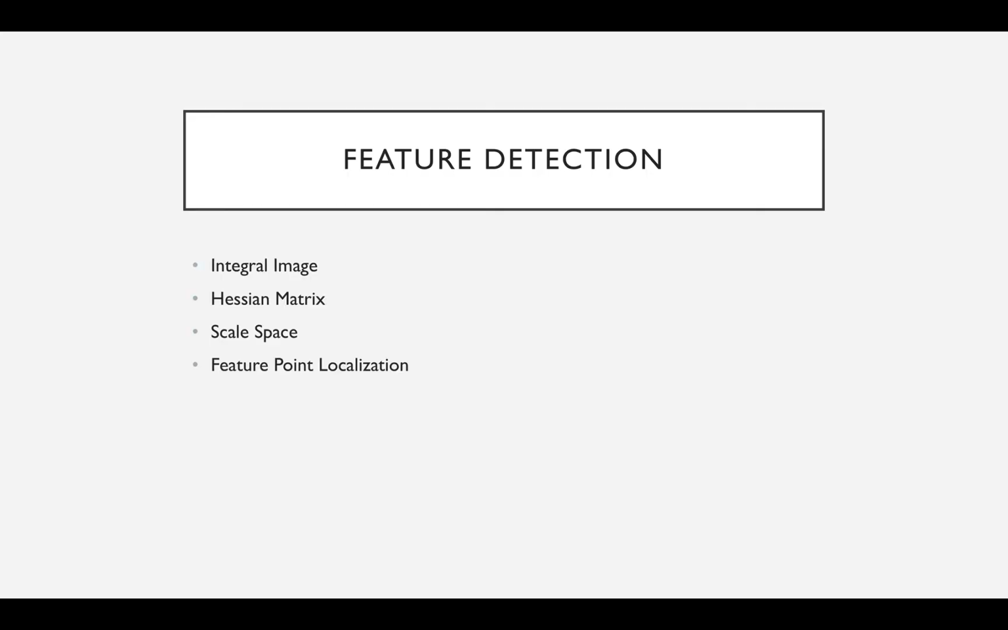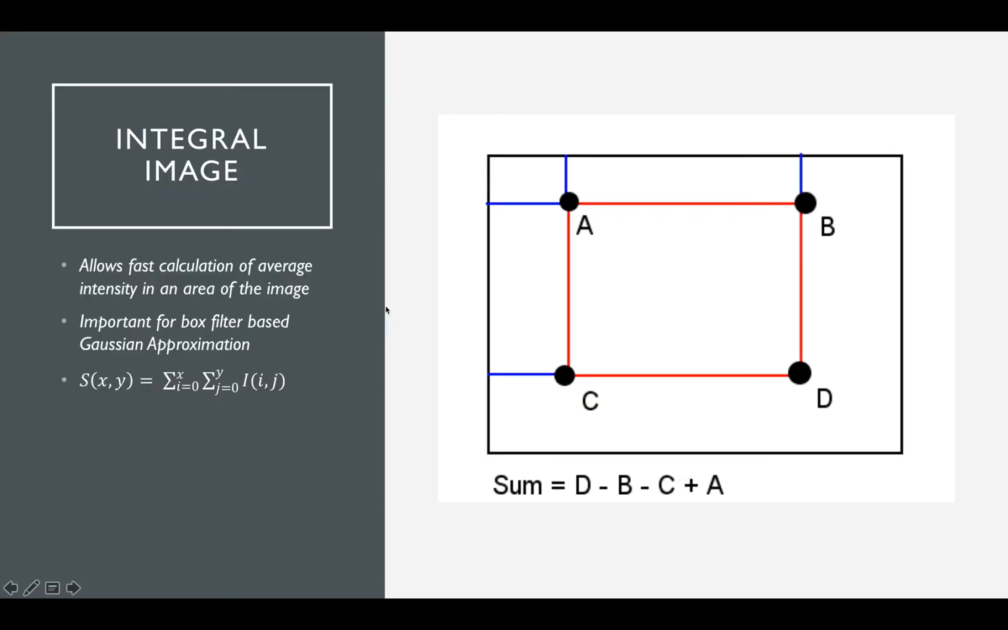So the first part of SURF, being similar to SIFT, is that it has feature detection. And there are four major steps in feature detection with SURF. The first is the calculation of the integral image. The second is creation of Hessian matrices. Third is then taking the Hessian matrix layer and applying it across the scale space. And then finally, we do feature point localization.